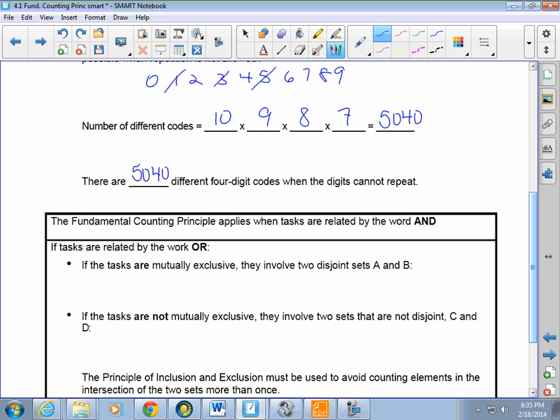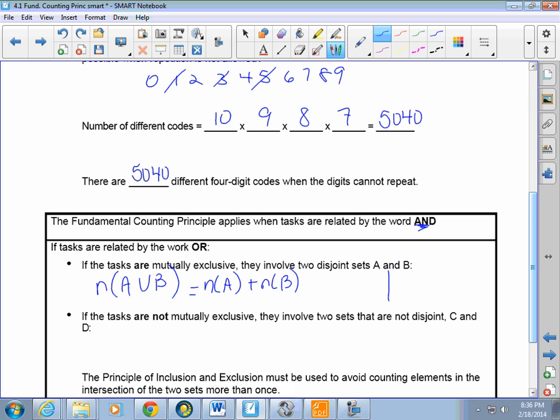So it says the fundamental counting principle applies when tasks are related by the word "and." Okay, so that's key. If tasks are related by the word "or" and the tasks are mutually exclusive, they involve 2 disjoint sets. So the number of choices, or the number of codes depending on the question, would be A union B. If they're mutually exclusive, you'd have the number for A plus the number for B.